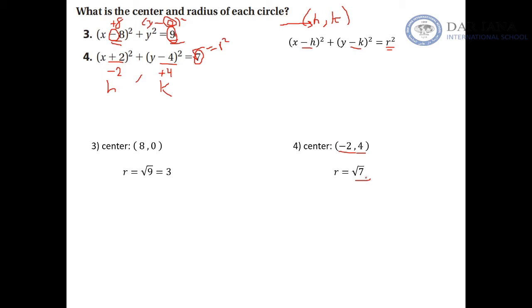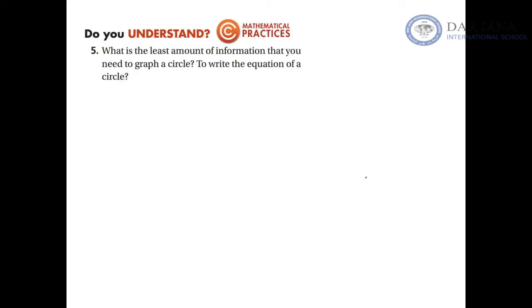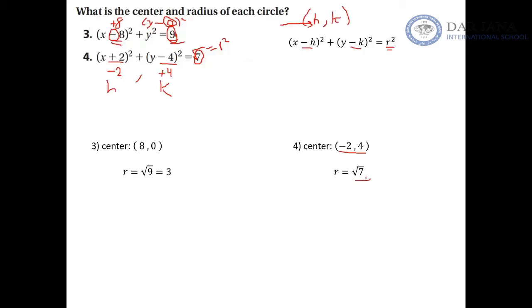Now, number 5. What is the least amount of information that you need to graph a circle or to write the equation of a circle? Now, the least information to graph it is mostly two pieces of information. What do we need? If I look back to the general equation right here, I will find that I need two things, the radius and the center.